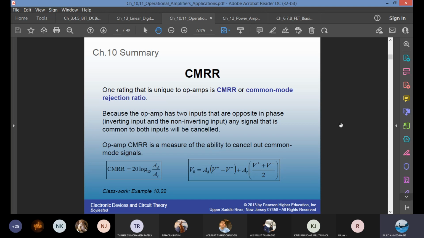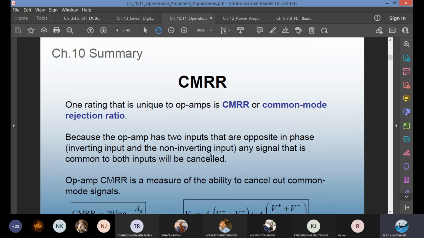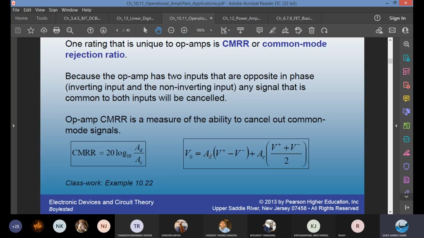What is the unit of CMRR? If you write it like this, what will be the unit for your answer? If you write 20 log AD over AC, what will be the answer? The unit? Who remembers? Can you repeat that? Common mode rejection ratio, CMRR.